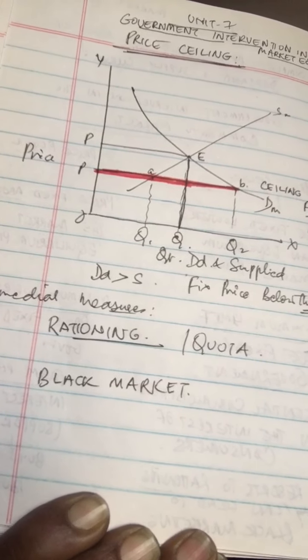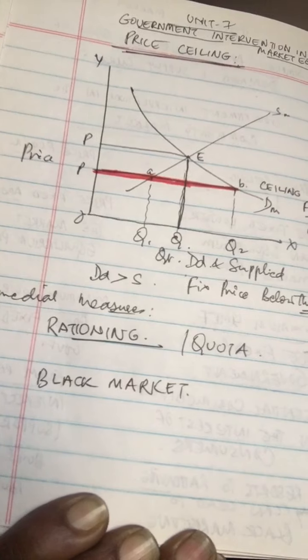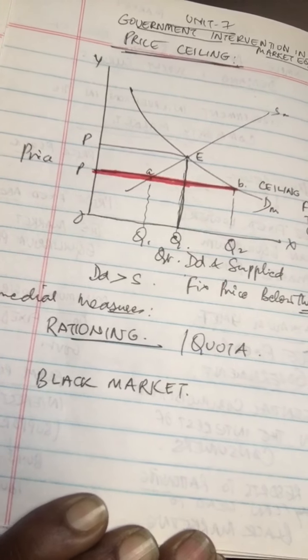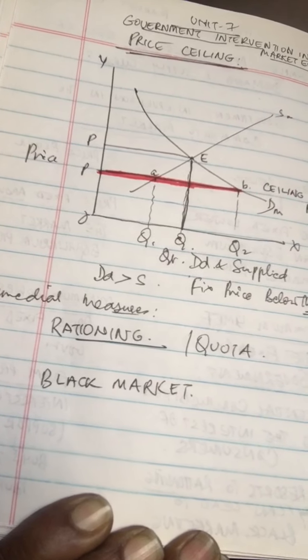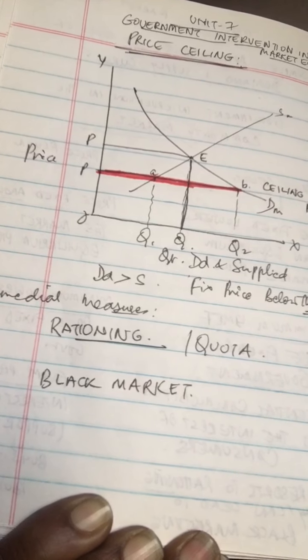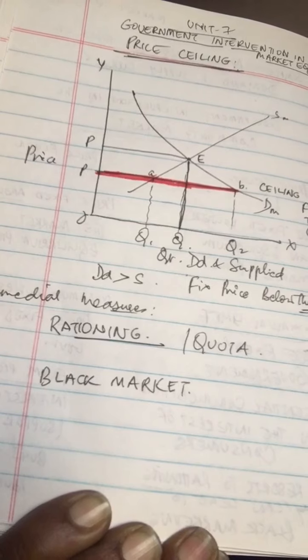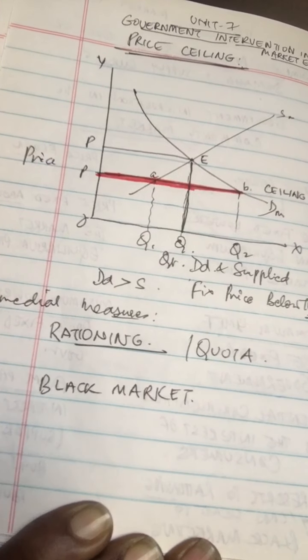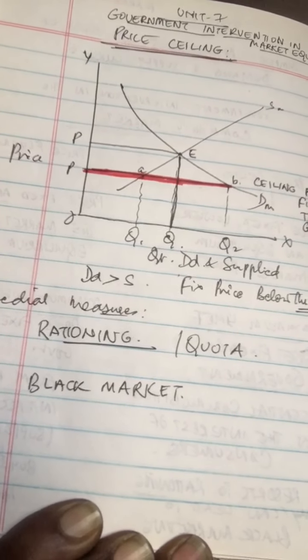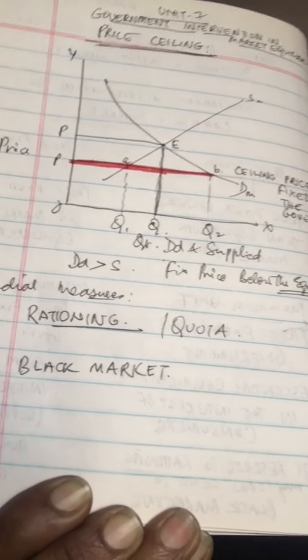So if a price ceiling with rationing is to succeed, the government must improve its public distribution system. The government must evolve a system that ensures that goods are actually delivered to the poor. That means that the government machinery has to be very strong in this case. So the price ceiling will only be successful in such a case.